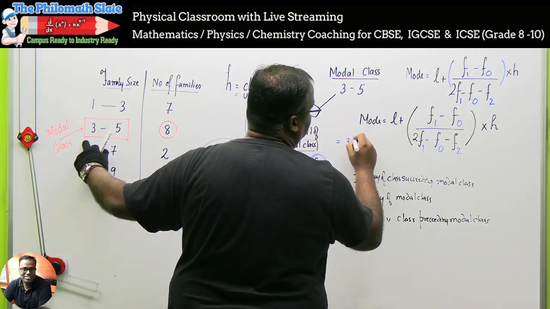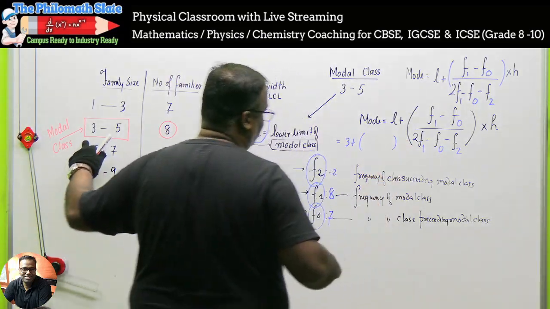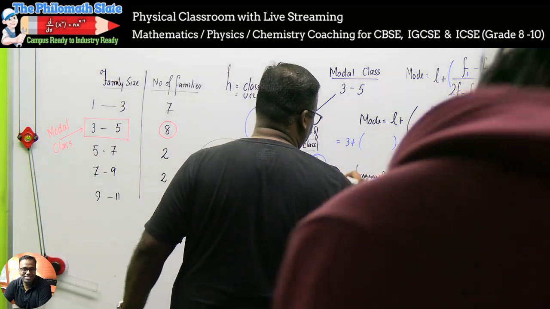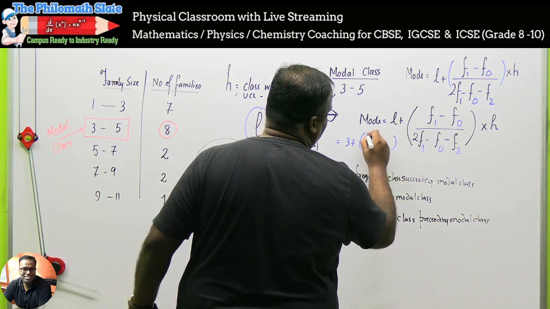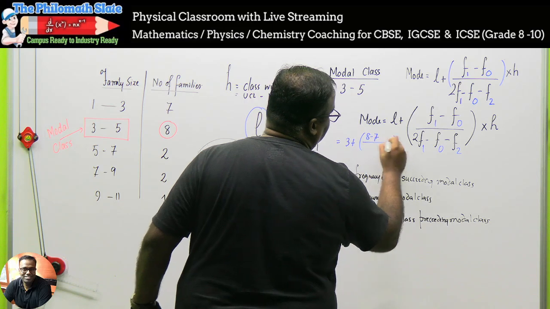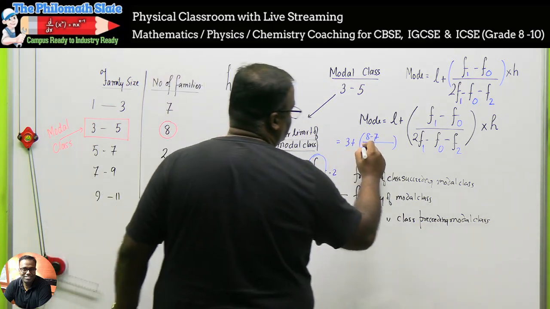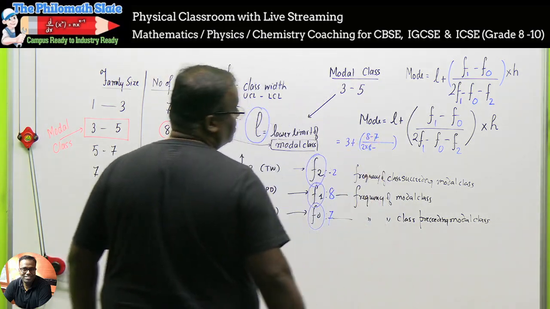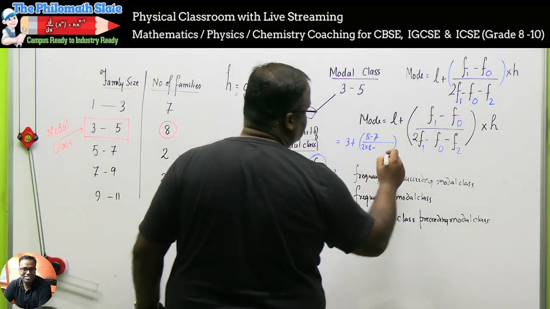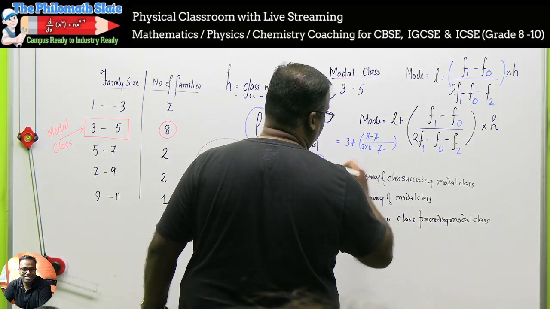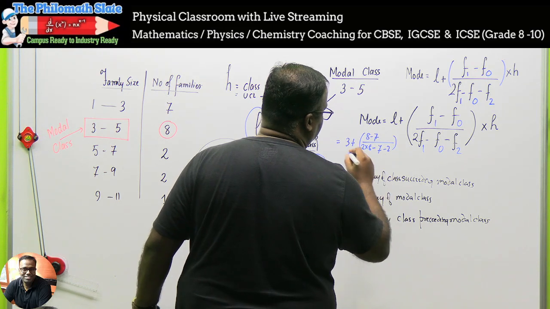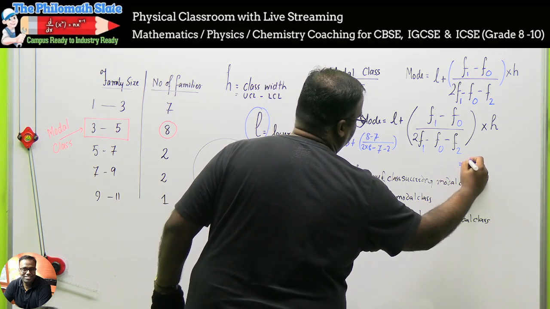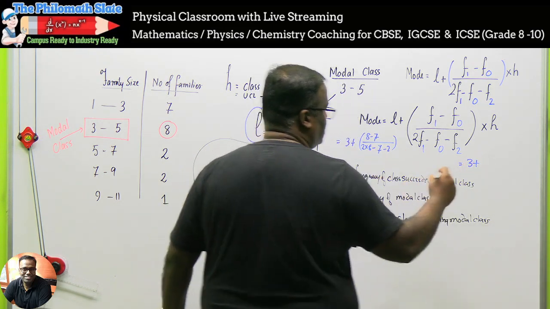3 plus, on top, f1 minus f0. f1 is 8, 8 minus 7 is 1. So let's write 8 minus 7. And how much will it be below? 2 of f1 means 2 into 8, minus f0 which is 7, minus f2 which is 2. How much will it come? This will become 3 plus 8 minus 7, how much is that?